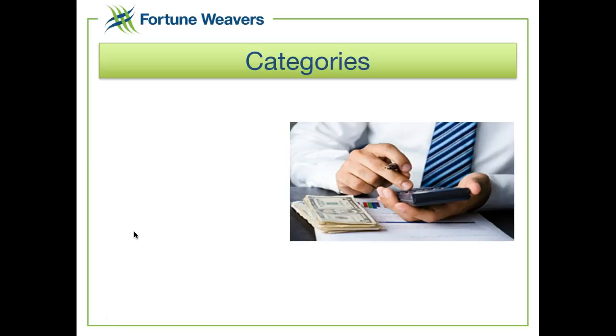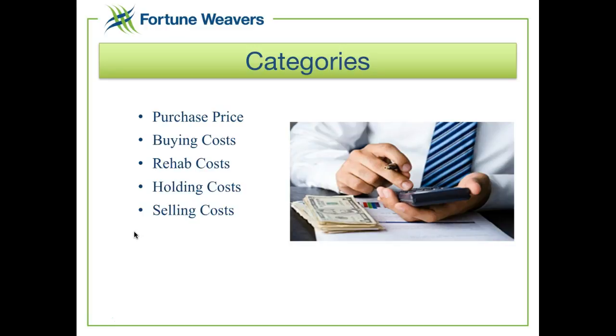Here are categories that are really important to a deal: the purchase price, the buying costs, rehab costs, holding costs, selling cost, and sales price. Now each one of these areas is going to have fees associated with it, and your job is to understand where they go and what those percentages are, memorize them, so that you can pencil out a deal on paper without the use of technology if needed.